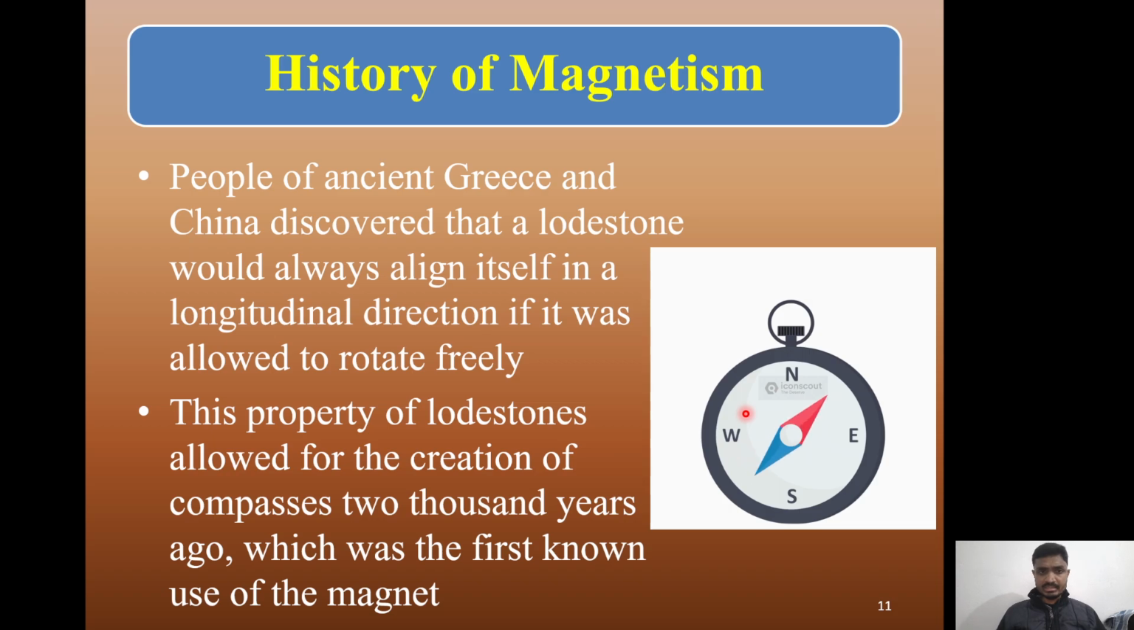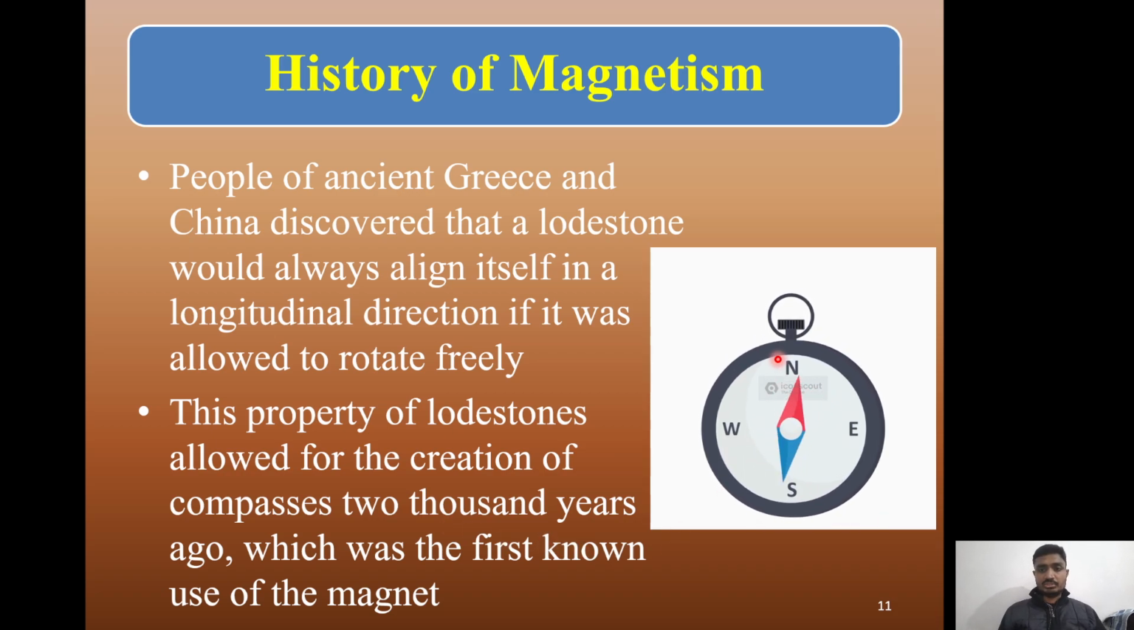It is almost like the previous example, when you take a piece of that rock and put it on the surface of the water, it would align itself to the north pole. This property allowed for the creation of the compass, which we call the magnetic compass. 2000 years ago this was found, and this was the first known use of the magnet, the application of the magnet to find directions while you are traveling on the earth.